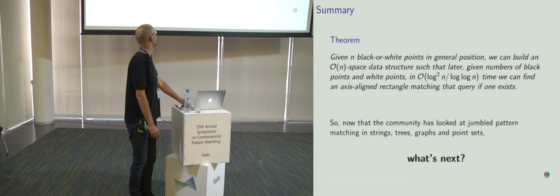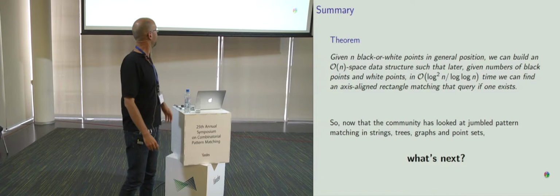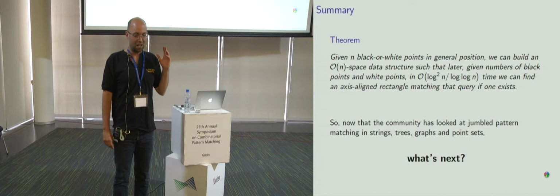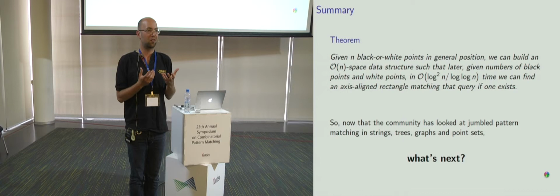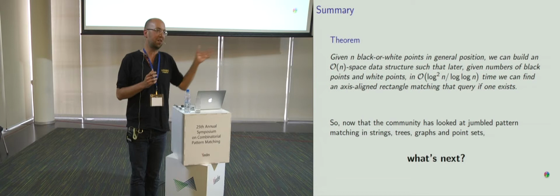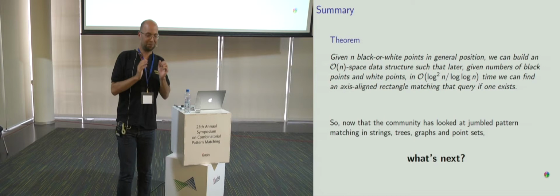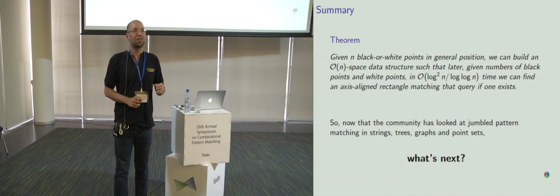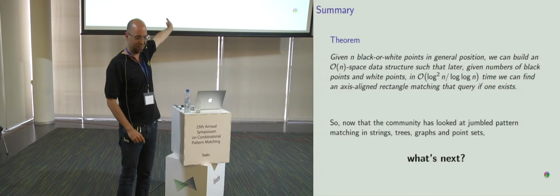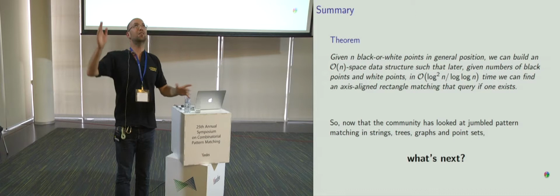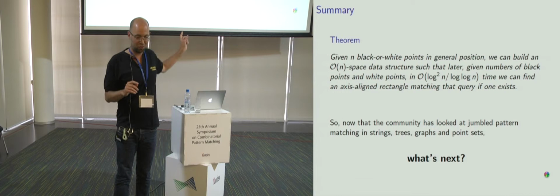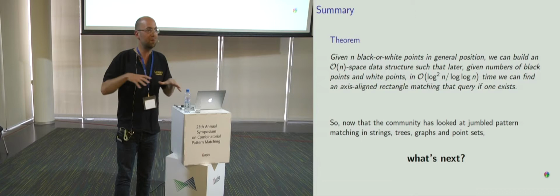The important thing is, we as a community have now looked at jumbled pattern matching in strings, trees, graphs, and point sets. And in all of these, this amoeboid motion on binary stuff works. On strings, you're sliding this window along, which is basically an amoeboid motion. Trees, we had papers last year. Danny Hermelin, I am mentioning you now. We also had Gagie and Oren out there somewhere. We also had a paper on trees and graphs last year. And in all of these things, this amoeboid motion works. Point sets, the amoeboid motion also works.